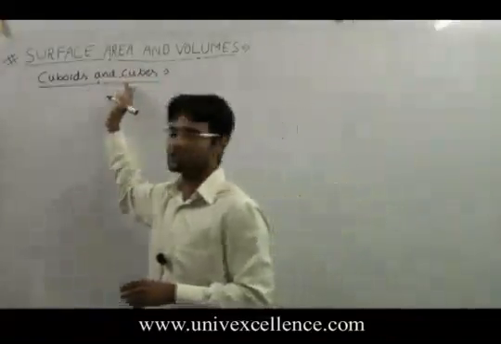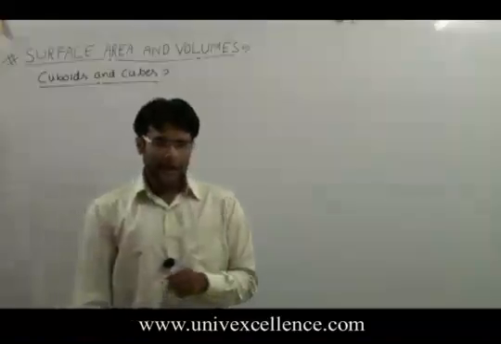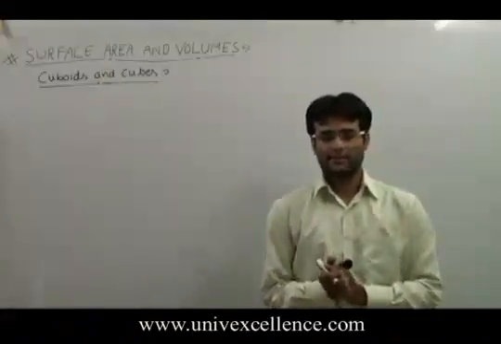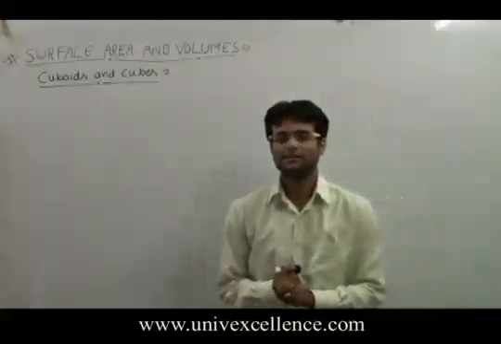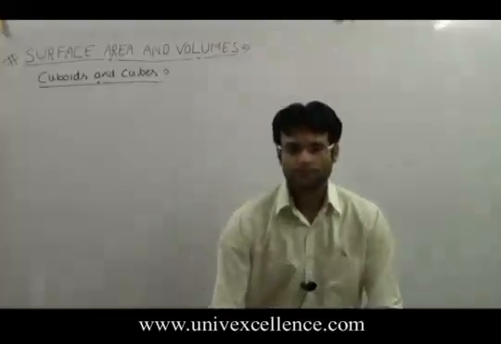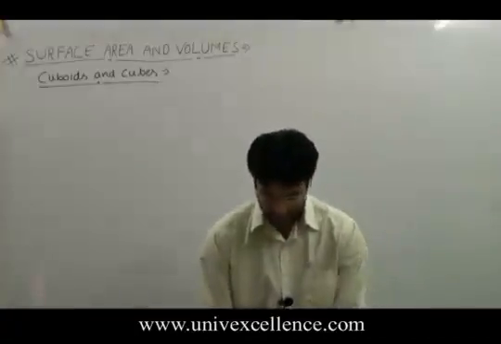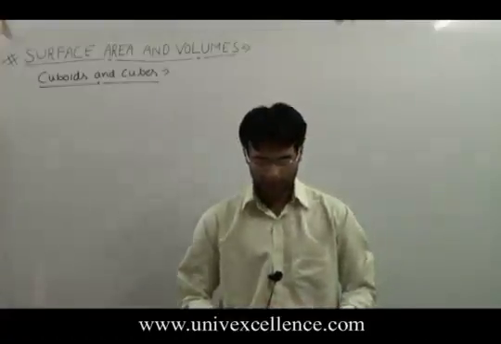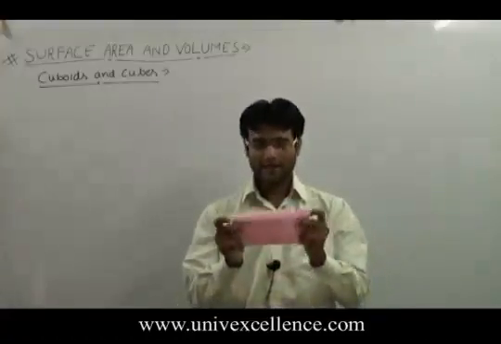What are cuboids and what are cubes? A cuboid is formed with 6 rectangles. If we join 6 rectangles, then it is a cuboid. How? Let us say we have a plain paper sheet, rectangular in shape.